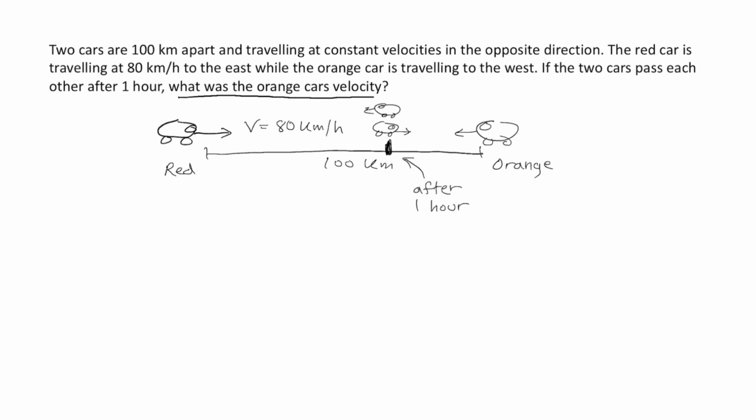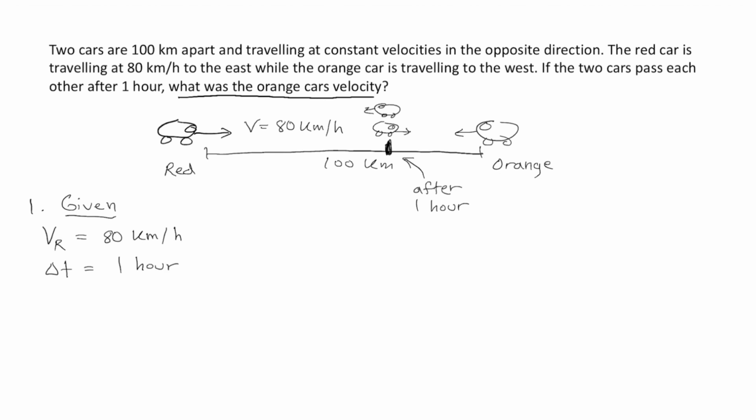You might not know where to start with this question, but the best way to start with any question is to write down what was given. Right off the bat, we were told that the velocity of the red car, and I write it VR because we want to differentiate between the velocity of the red and orange car, is 80 kilometers an hour. We also know that delta t, the time that passed while we changed positions, was 1 hour.